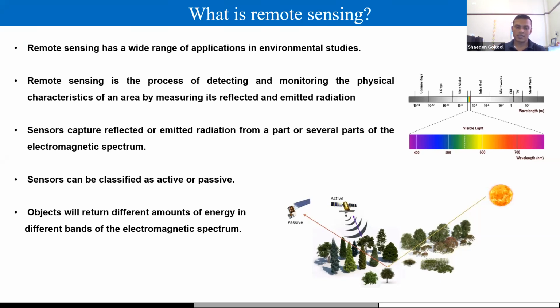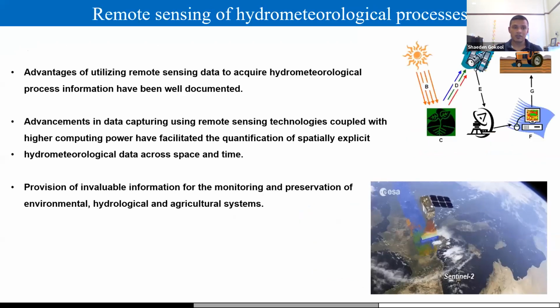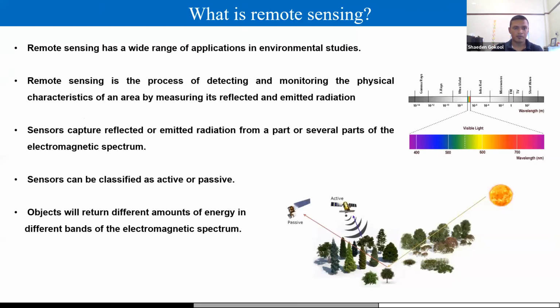Your sensors can be classified as active or passive. Active sensors emit their own energy pulse, which is then measured back by the system after it has been reflected by a specific surface, whereas passive sensors rely on energy emitted from other objects, so in all likelihood from the sun. Objects will return different amounts of energy in different bands of the electromagnetic spectrum, and this information then can help us derive certain key variables of interest.